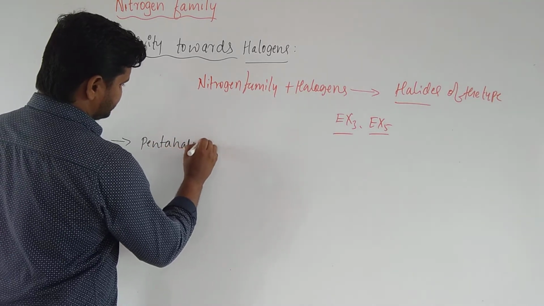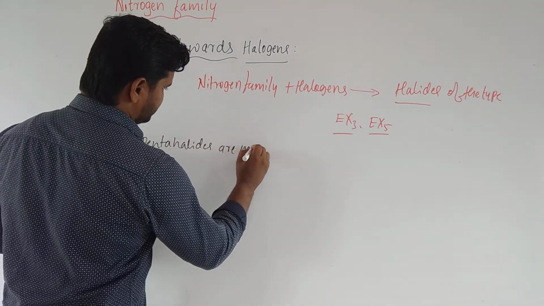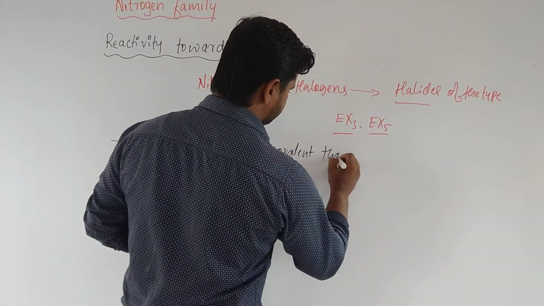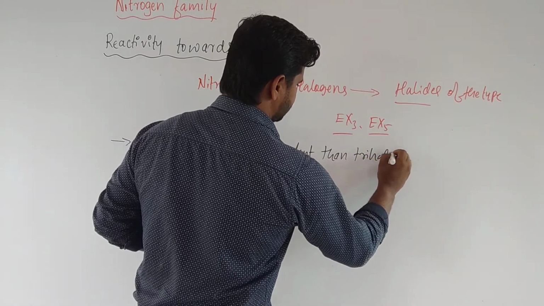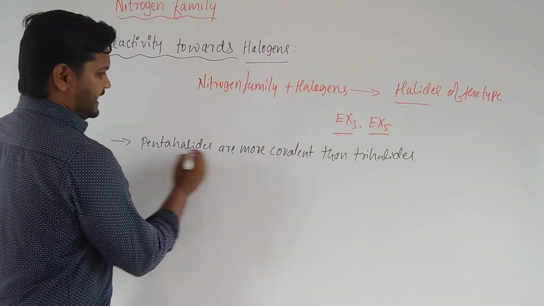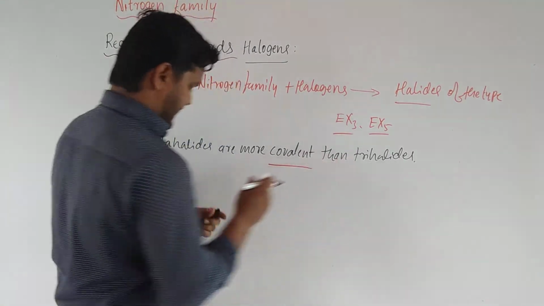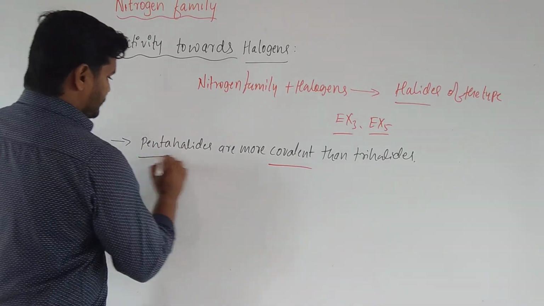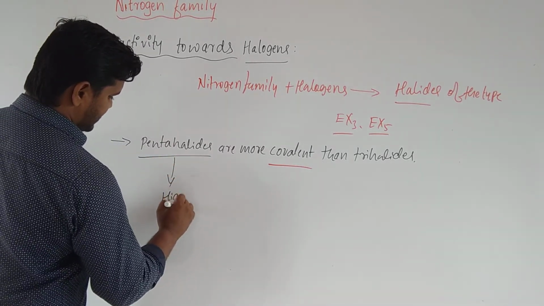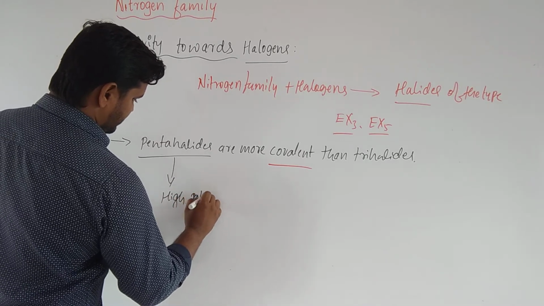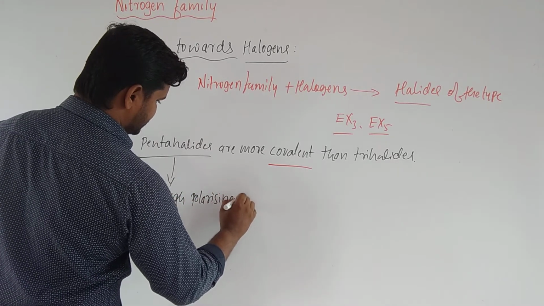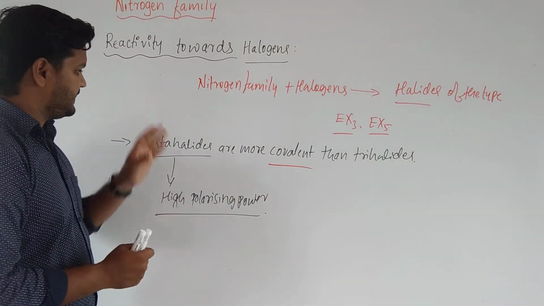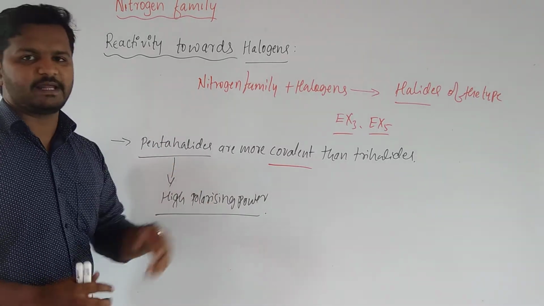Here, pentahalides are more covalent than the trihalides, because pentahalides have a higher oxidation state and a more polarizing power. Pentahalides have high polarizing power because they contain the +5 oxidation state. Elements in the +5 oxidation state have high polarizing power.